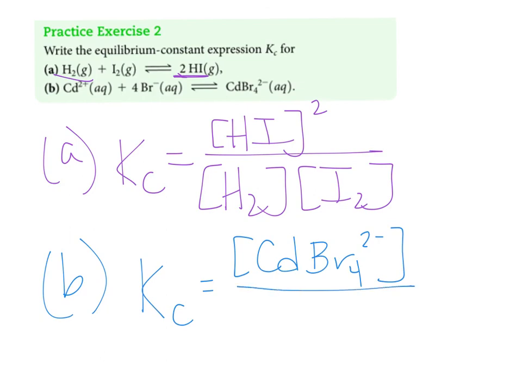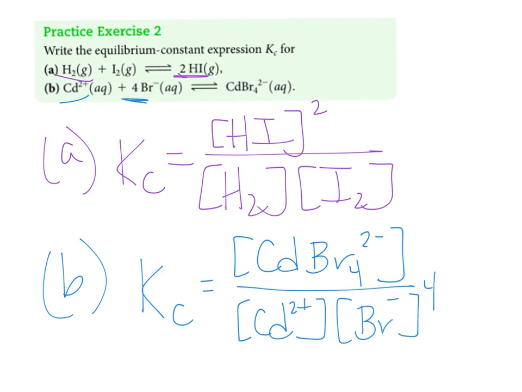divided by our first reactant, cadmium ion to the first power, times bromide ion to the fourth power, because we have a 4 as a coefficient here. So this whole thing is the equilibrium constant expression for this reaction. And this whole thing is the equilibrium constant expression for this reaction. That is the end of tutorial 7.1. See you in 7.1b when we'll talk more about equilibrium constants.